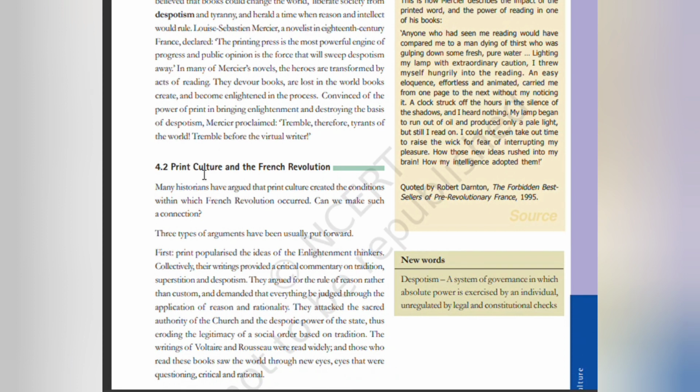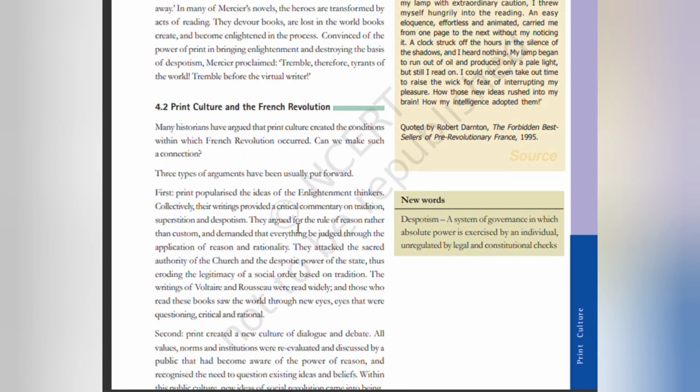Print culture and the French Revolution. Many historians have argued that print culture created the conditions within which the French Revolution occurred. Can we make such a connection? Three types of arguments have usually been put forward. First, print popularized the ideas of enlightened thinkers.